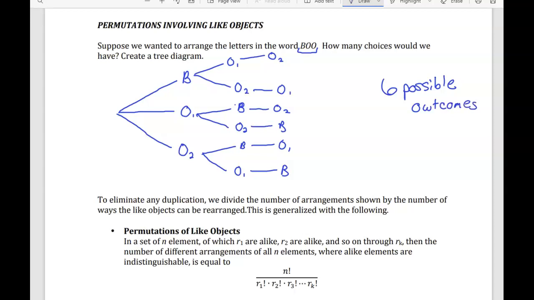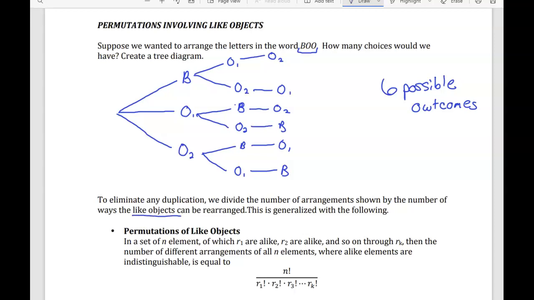If you'll notice on this tree diagram, I don't have two choices on these last branches. It's because I only have one way to go because I've already selected those things. Okay? So, to eliminate any duplication where we have duplicate letters, we divide the number of arrangements shown by the number of ways the like objects can be rearranged.